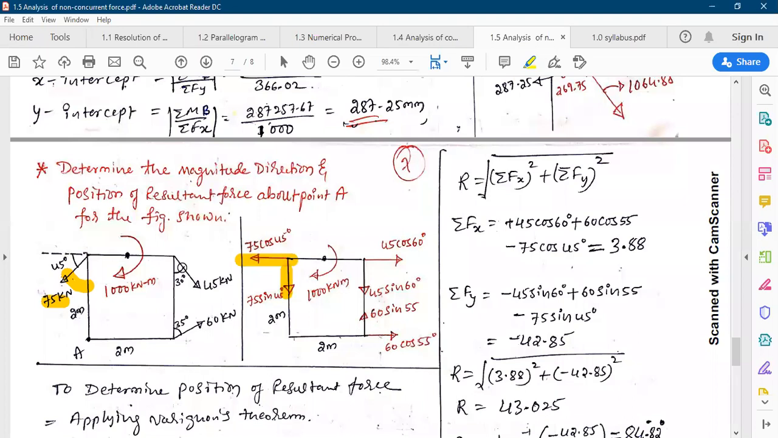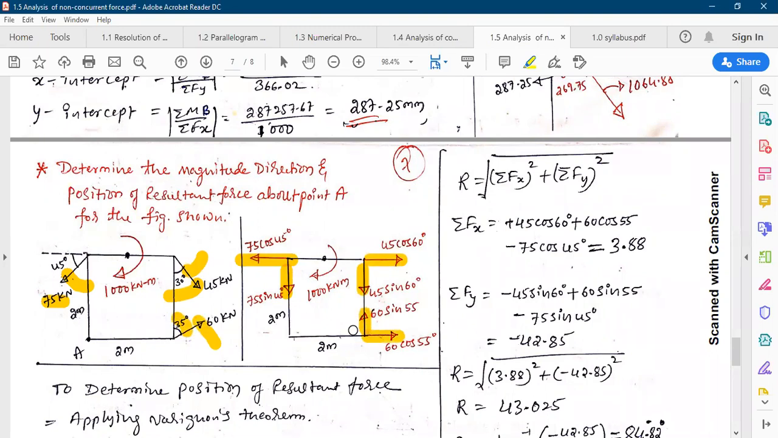Now project this force to the x axis, and project this force to the y axis. This is the x component and this is the y component of the second force, the 45 kilonewton force. Now project this force to the x axis and to the y axis. So this is the x component and this is the y component.